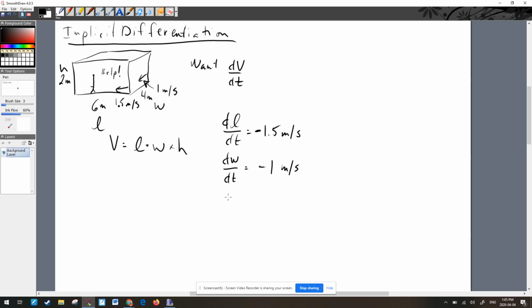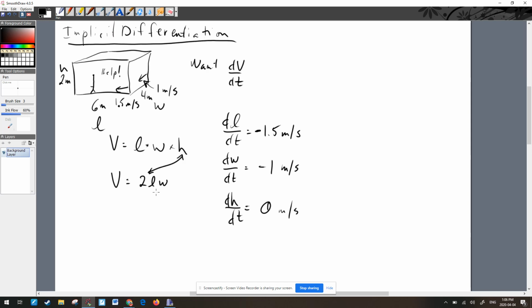Now, what's interesting here is dH by dt. Well, it's static. It's actually not going to be changing. So dH by dt is going to be 0 meters per second. We're going to shortly look at an algorithm for solving related rate problems. And when we get into that, we're going to find out that anything that's considered static, we can treat as a constant, and we can substitute in that value before we differentiate. So I'm going to do that now. Volume is equal to 2LW, where the 2 is what the height is.